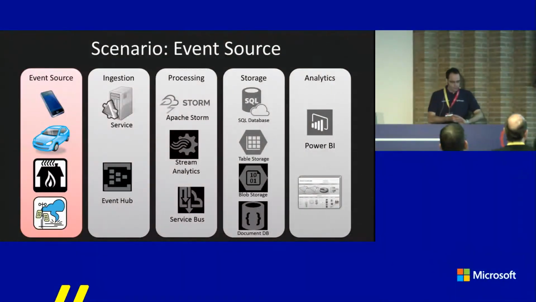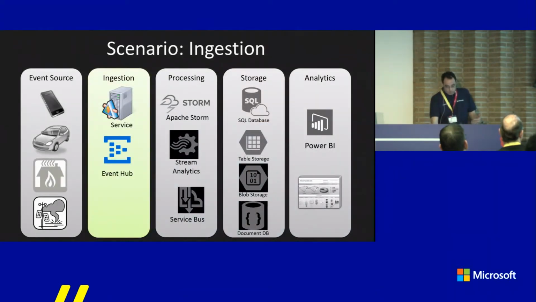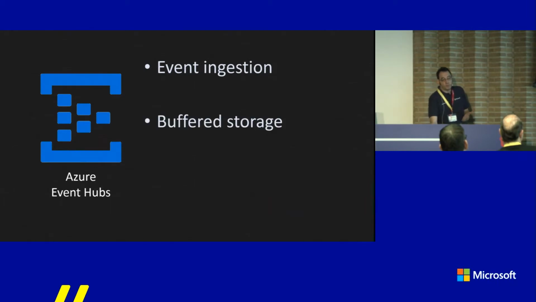So let's focus on the event source. The event source is basically going to be the driving game. The driving game is going to be sending its telemetry data directly into the Event Hub. The ingestion stage, we're going to be focusing on using the Event Hub to actually take in and ingest that data and provide a buffered storage of that data. So as I mentioned, the Azure Event Hubs are built for ingestion, they provide buffered storage, and they're massively scalable.